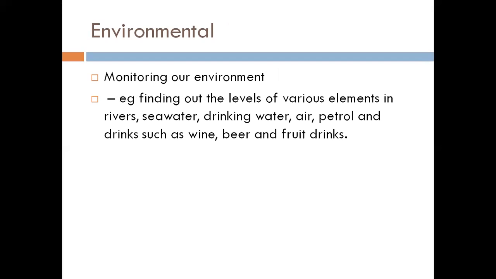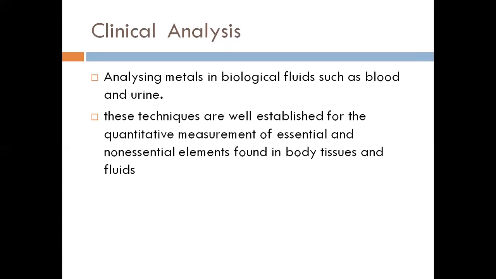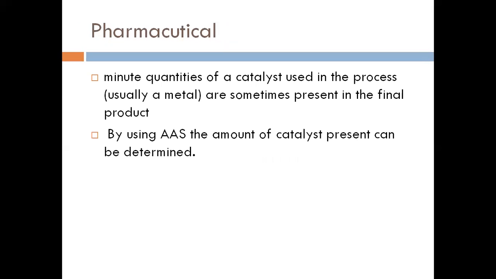So next one is environmental analysis, monitoring our environment, for example, river, seawater, drinking water, petrol, and wine, beer, fruit drinks. So next one is pharmaceutical. In some pharmaceutical manufacturing processes, minute quantities of catalyst used in the process are sometimes present in the final product. By using AAS, the amount of catalyst present can be determined.